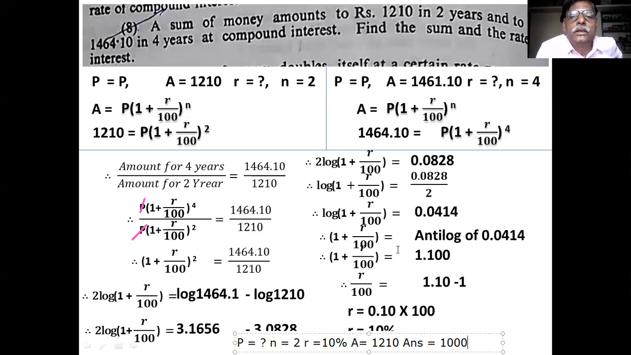Okay. This is the question. Remember the steps I followed here. If two amounts are given, how do you calculate the P and R or N value? Okay, this is the question based on two amounts. If two amounts are given, how to solve the problem?